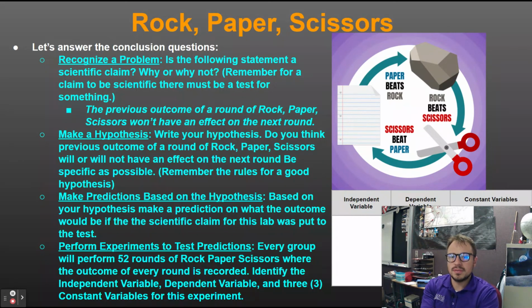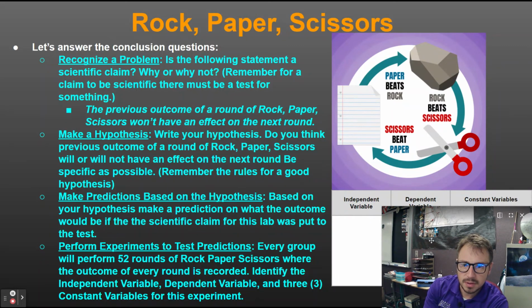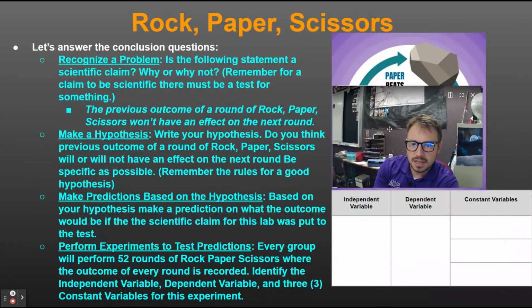Every group will perform 52 rounds of rock, paper, scissors, where the outcome of every round is recorded. Identify the independent variable, dependent variable, and 3 constant variables. So the independent variable, the previous round of rock, paper, scissors. The dependent variable, the next round of rock, paper, scissors.